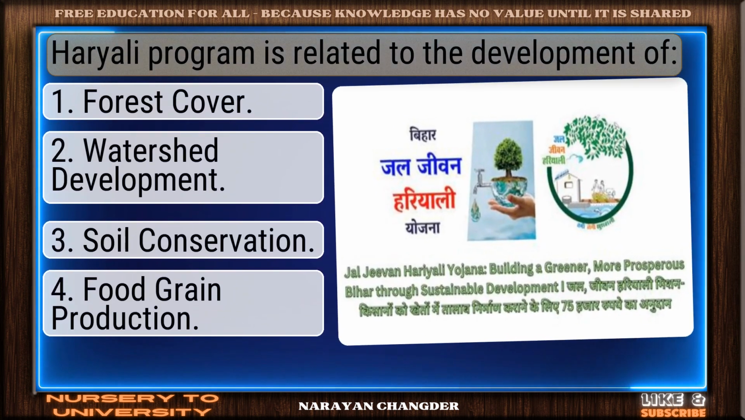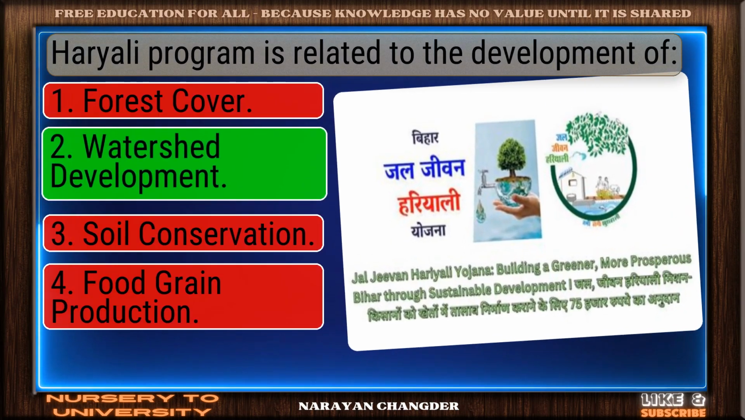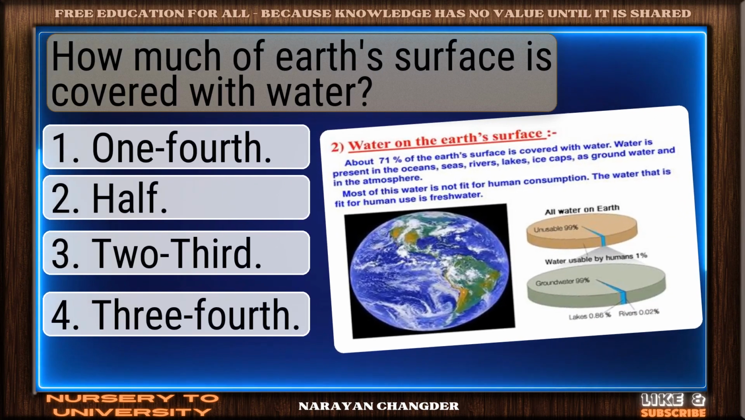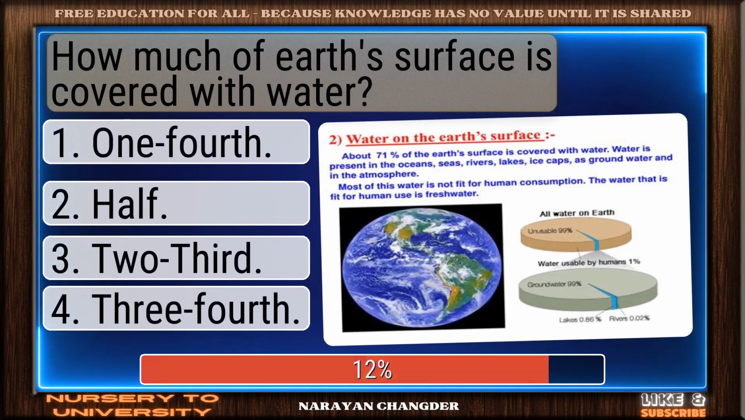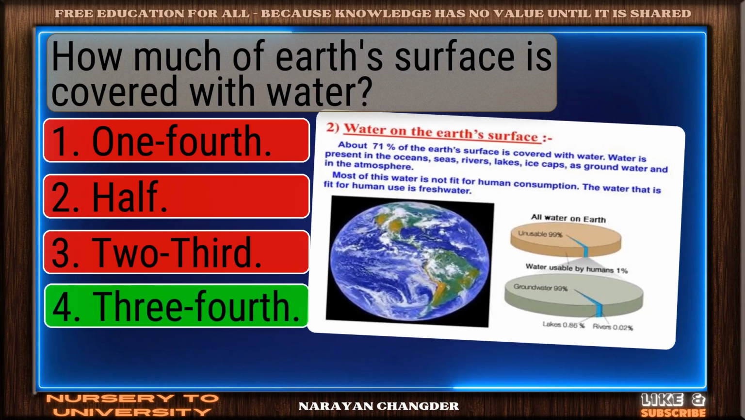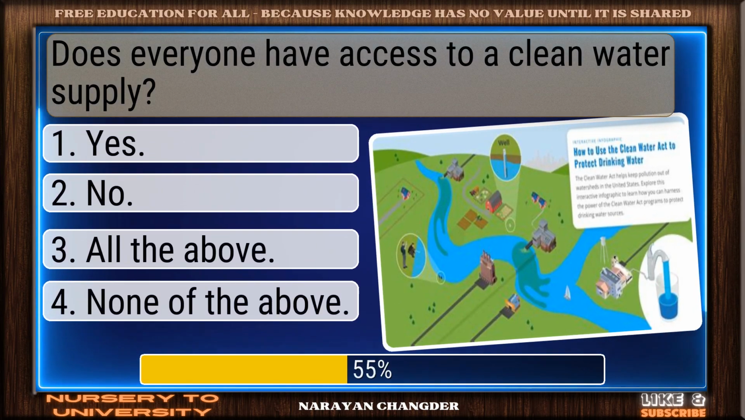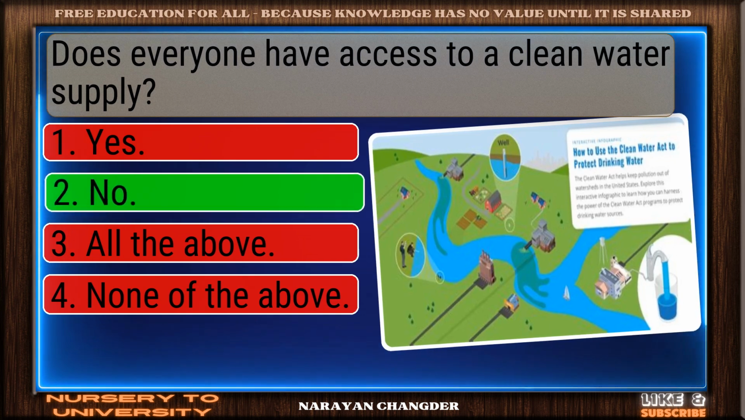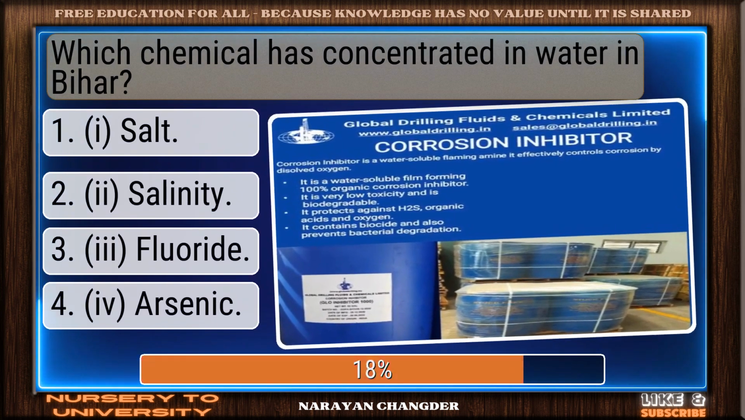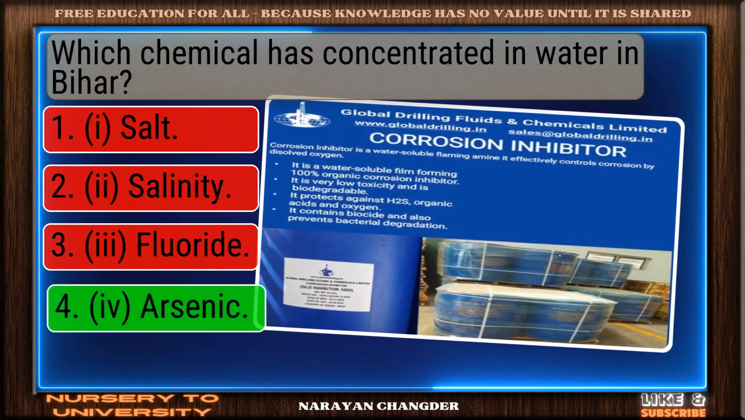Hariyali program is related to the development of... Solid response. Watershed development is valid. How much of Earth's surface is covered with water? Perfect. 3/4 is the one. Does everyone have access to a clean water supply? You chose no. Correct. Which chemical has concentrated in water in Bihar? Right again. Arsenic is valid.